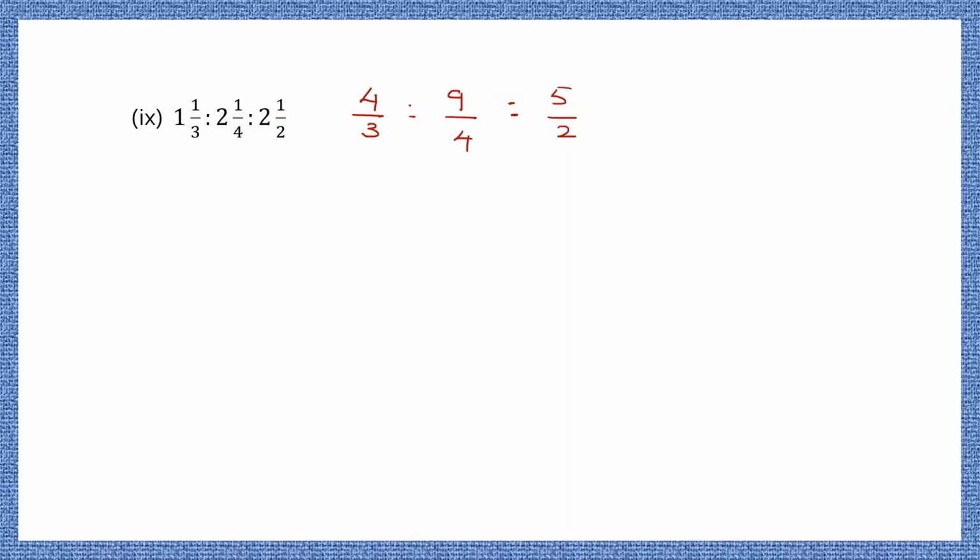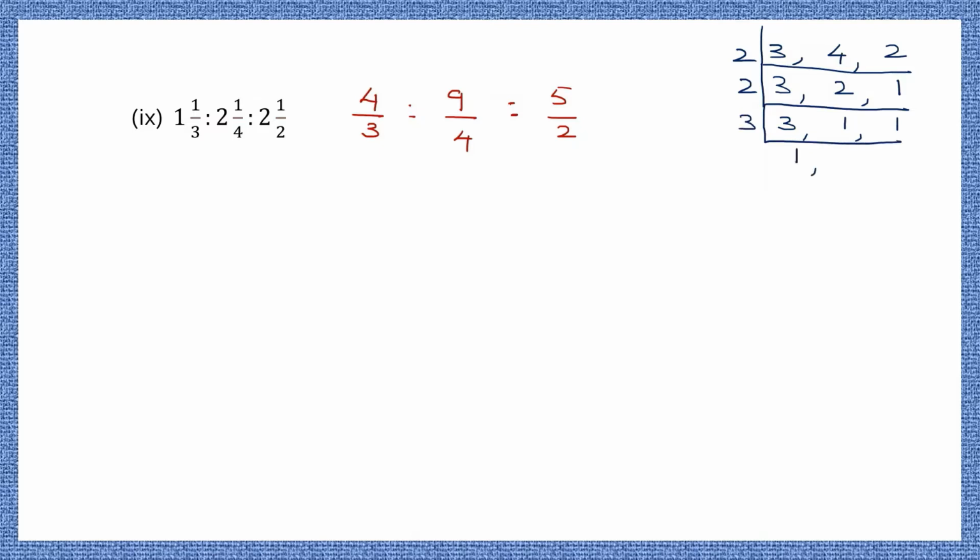Second step is, let's find the LCM of the denominators, because they are fractions. LCM of the denominators 3, 4 and 2. I'll start with 2. So I bring down 3. 2 twos are 4. 2 ones are 2. I'll continue with 2. So 3. 2 ones are 2 and 1. Now I will use 3. 3 ones are 3, 1 and 1. So my LCM is 2 into 2 into 3, which is 2 twos are 4, 4 threes are 12.